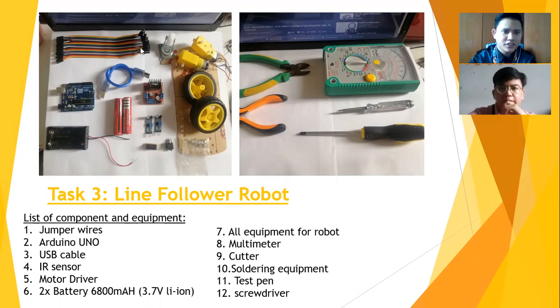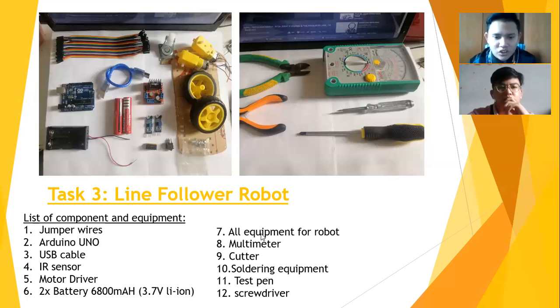You can see here is jumper wire. Number two is Arduino Uno. Number three, USB cable. Number four is IR sensor, the blue one. And number five is motor driver, the red one. And two batteries with 6,800 mAh, 3.7 volt Li-ion. So the battery is very good for our line follower robot.